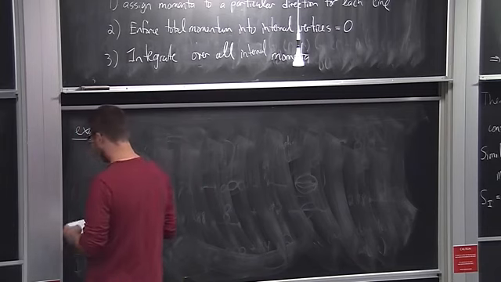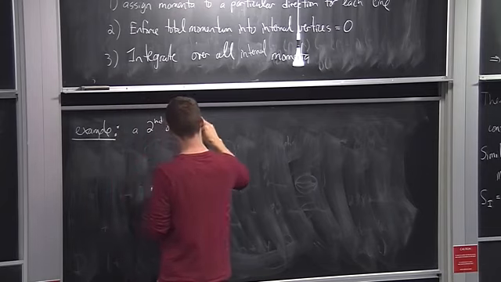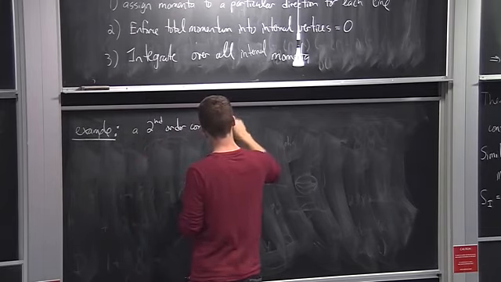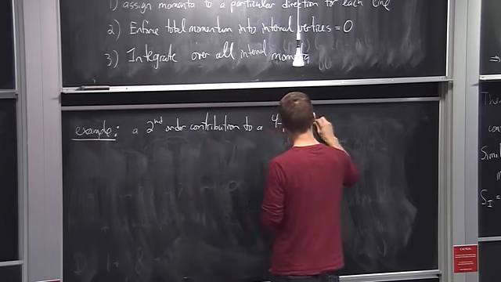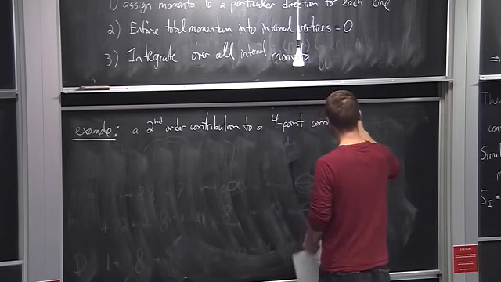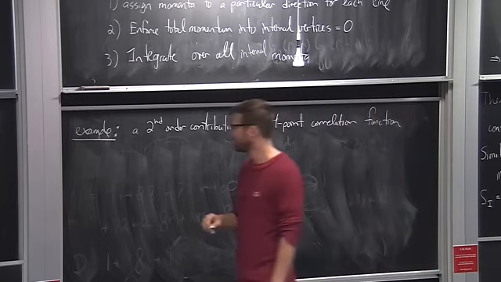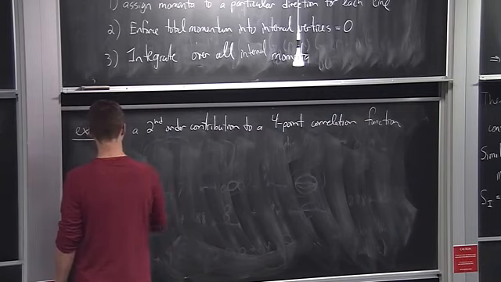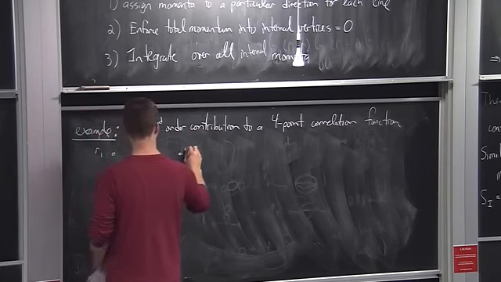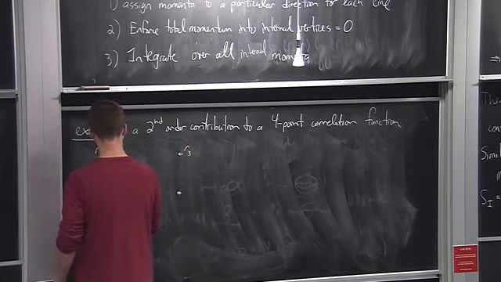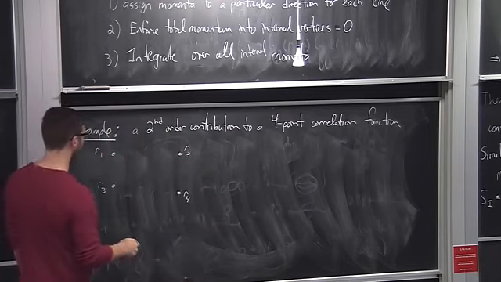So a second order contribution to a 4-point correlation function. Things are getting complicated when you're talking about something like this. You have R1, R2, R3, R4. I think I did it like this before. All right, that's the 4 fields from your 4-point correlation function.